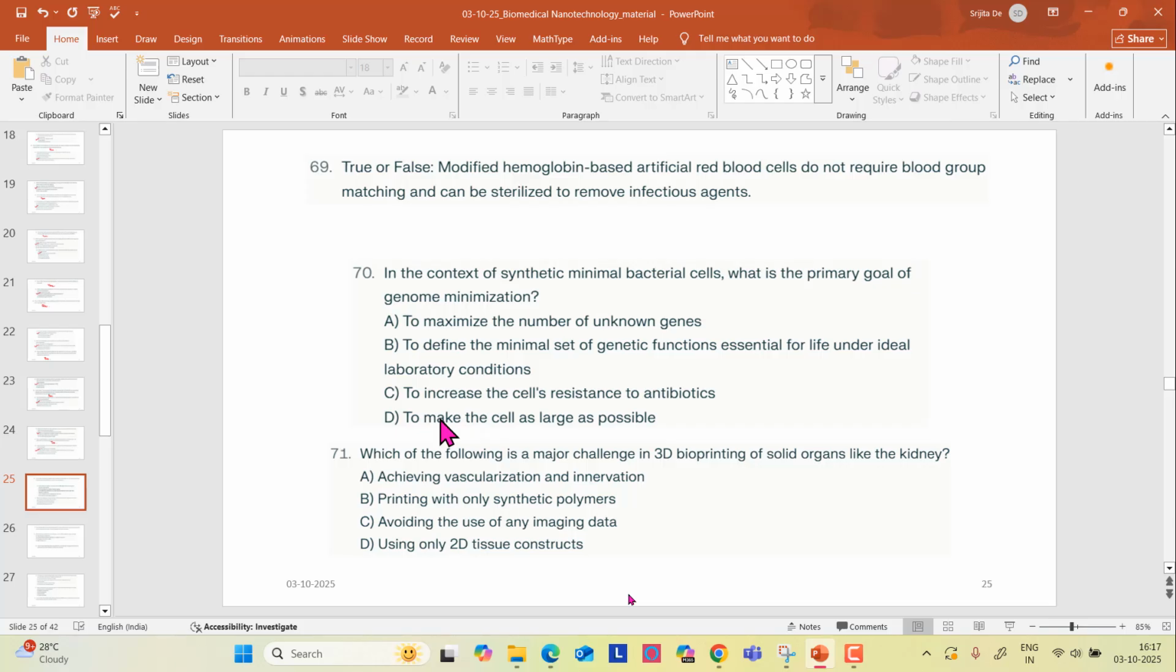Modified hemoglobin-based artificial red blood cells do not require blood group matching and can be sterilized to remove infectious agents. This is true.